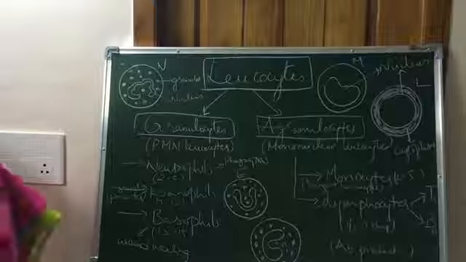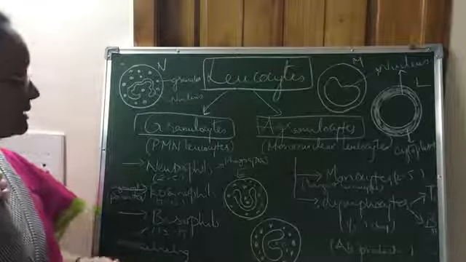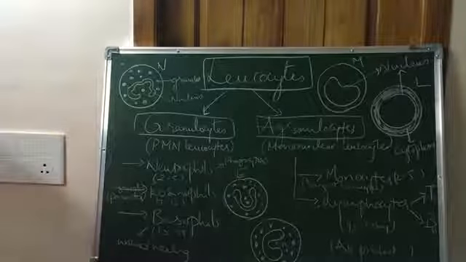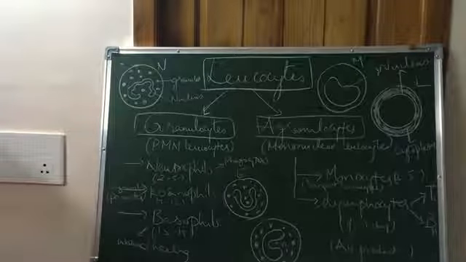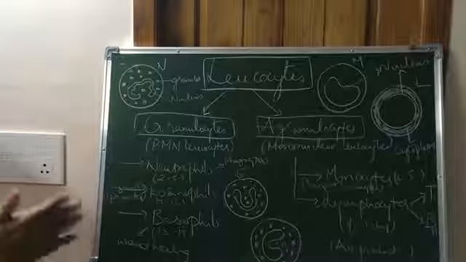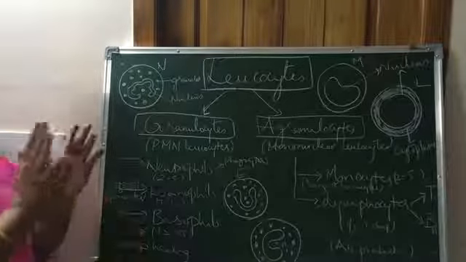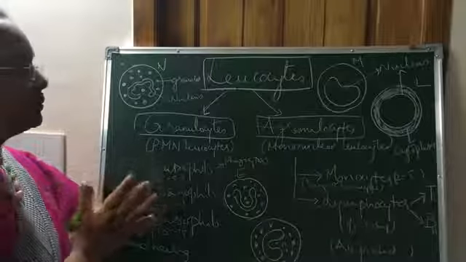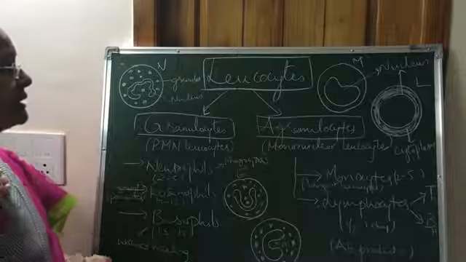So now, leukocytes, the second component of blood. Leukocytes are the WBC, white blood cells. Mostly, they help in the defense mechanism of the body. And RBC, as we just discussed, only transport O2 and CO2, nothing to do with defense. These are all defense mechanisms which our blood possesses.